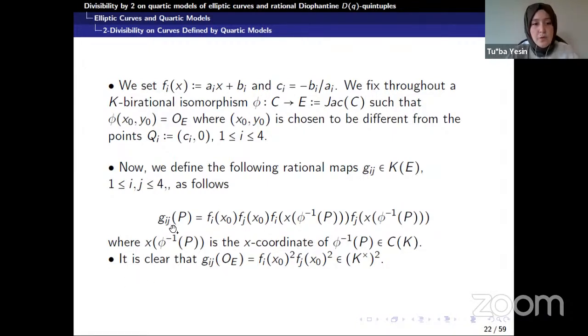And we can easily observe that if we consider the point at infinity instead of P, that means the preimage of the point at infinity is x0, the x coordinate. So here will be Fi(x0), Fj(x0). So that means Fi(x0) squared, Fj(x0) squared. This is automatically a square. So why did we define this? Actually, we will say that our criterion will come from these rational maps. This must be a square. If you take a point Q, we will consider the preimage of this one as P, and then this product must be a square.